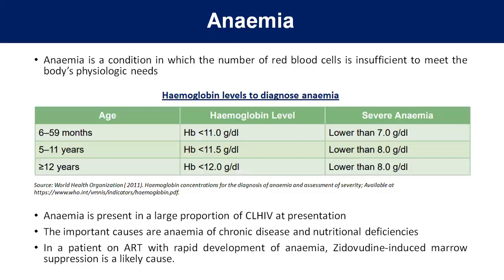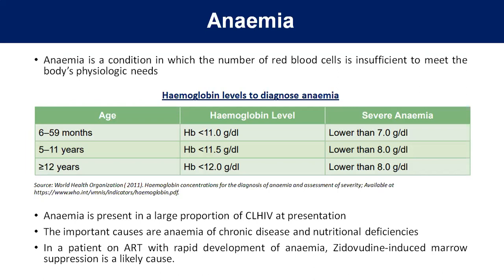What is anemia? Anemia is a condition in which the number of red blood cells is insufficient to meet the body's physiological need. We have age-based cutoffs of hemoglobin level to classify anemia as severe anemia and only anemia. For a child between 6 months to 5 years, if the hemoglobin is less than 7, it is severe anemia, and if it is less than 11, it is anemia. For a child of 5 to 11 years, if the hemoglobin is less than 11.5, the child is said to have anemia, and if it is less than 8, it is severe anemia. Similarly, for a child more than 12 years, if the hemoglobin is less than 12, the child is said to have anemia, and if it is less than 8, the child has severe anemia.